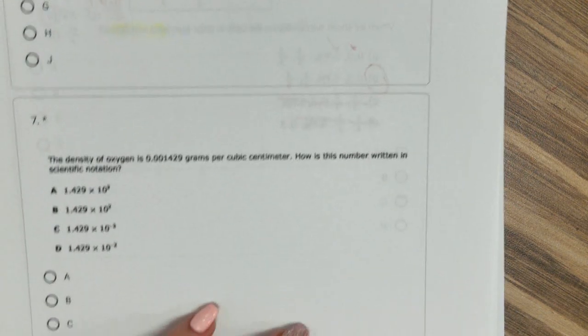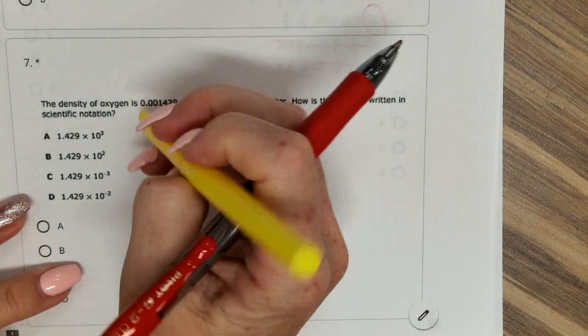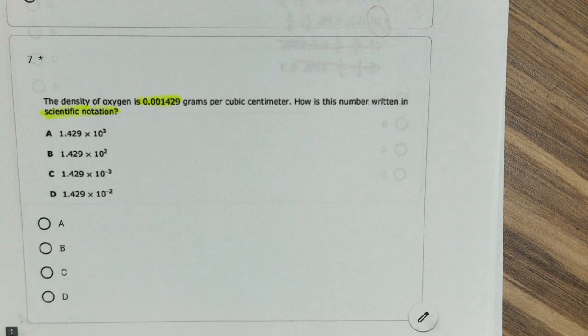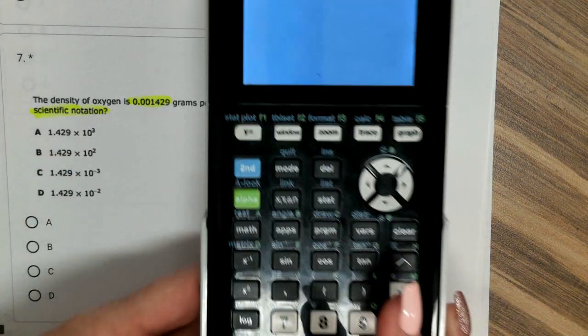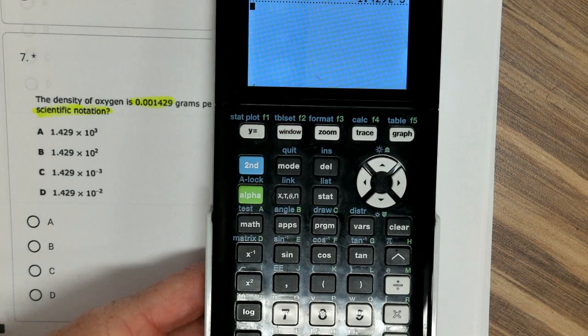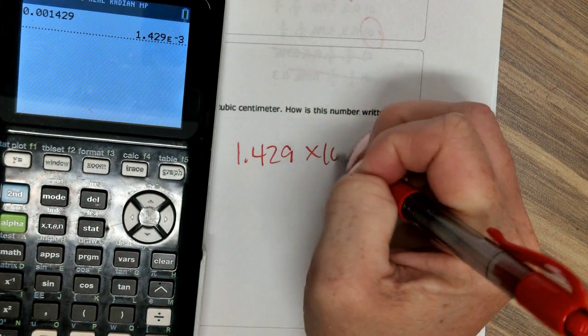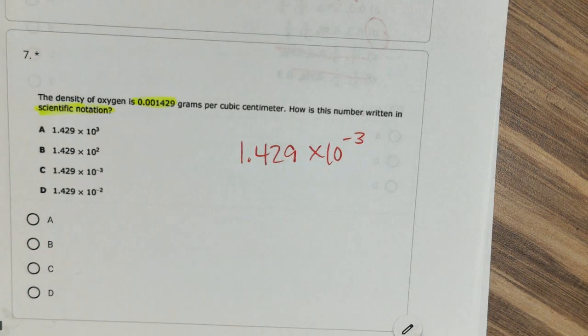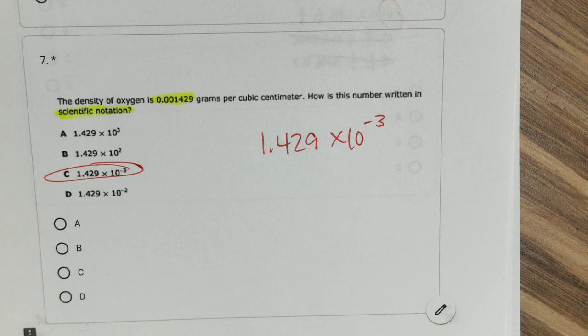Okay, number 7. Again, they want you to change this number to what? So can I leave my calculator in SCI? Okay, do I have to put the decimal in? Yes. So I'm going to type in 0.001429. And my answer is 1.429 times 10 to the negative 3. So my answer was C.